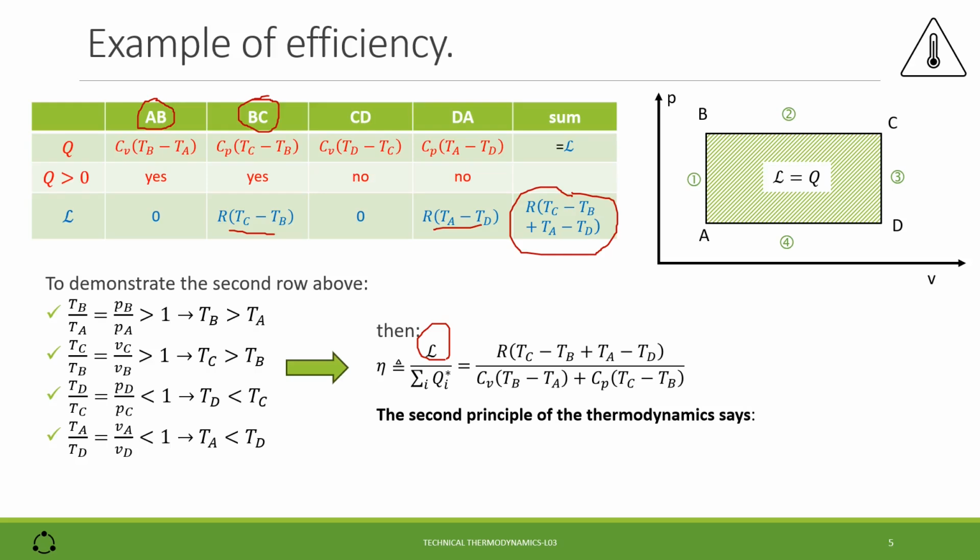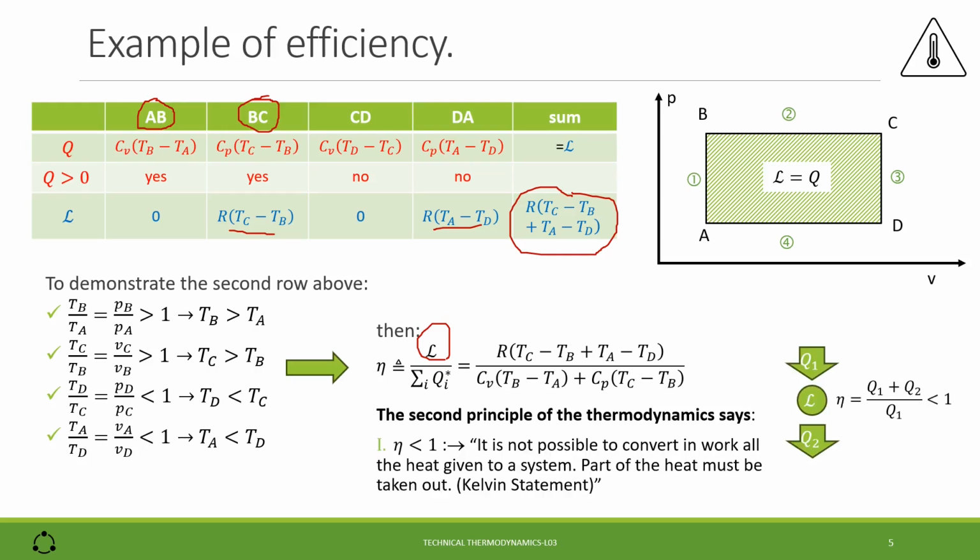The second principle of thermodynamics says that the efficiency is always less than 1. It is not possible to convert in work all the heat given to a system.